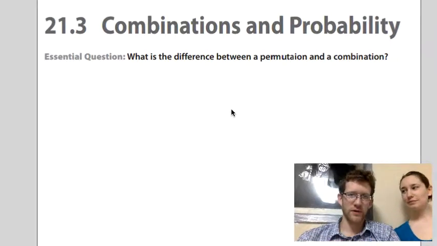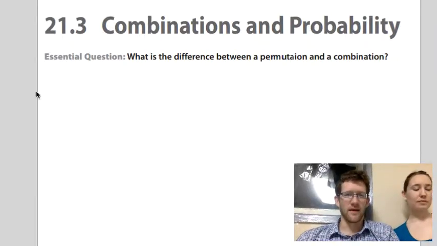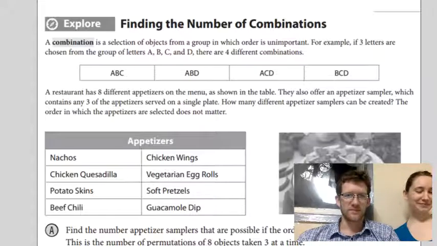We're doing 21.3, combinations and probability. My wife here is going to help us. So we'll just jump into it.